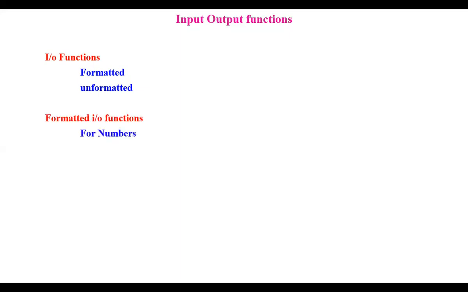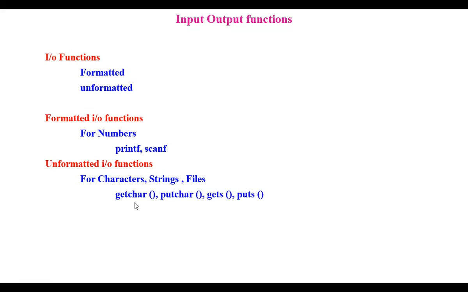Formatted input-output functions can be used for numbers, right? Printf, scanf are the basic functions we will be using. Coming to the unformatted input-output functions, they are used for characters, strings, and files. Examples are getchar, putchar, gets, puts, all these. We'll see all these in detail. Just for the time being, these are unformatted input-output functions.